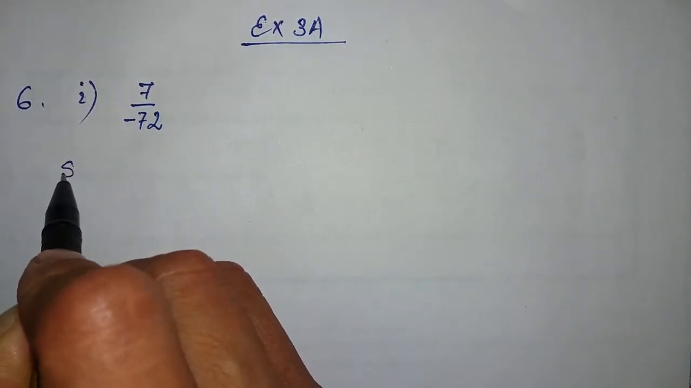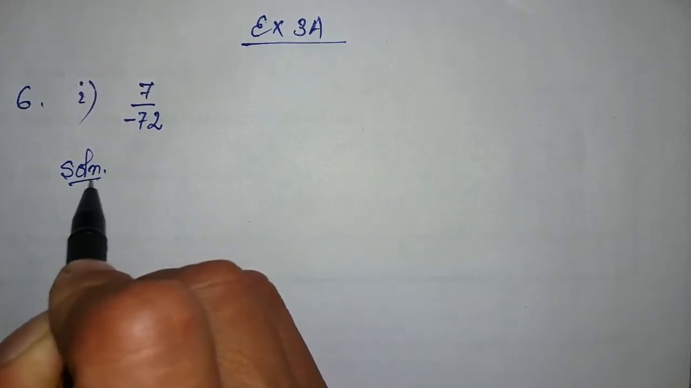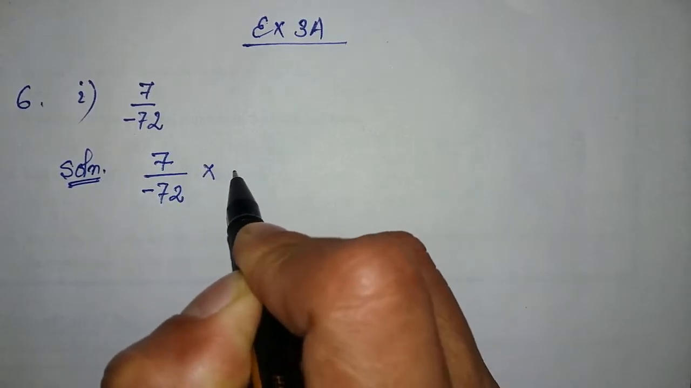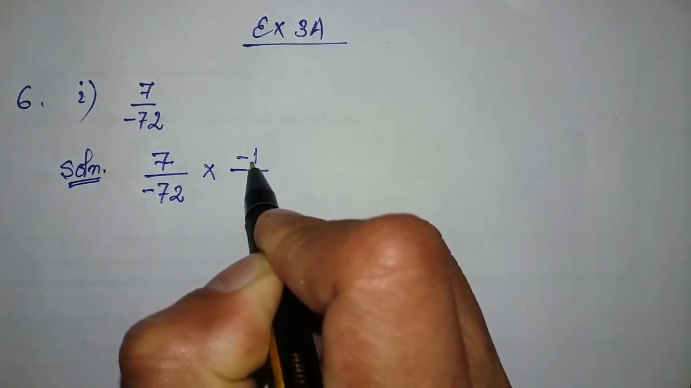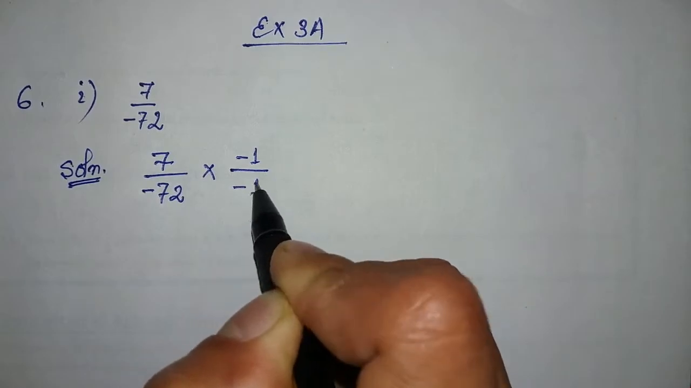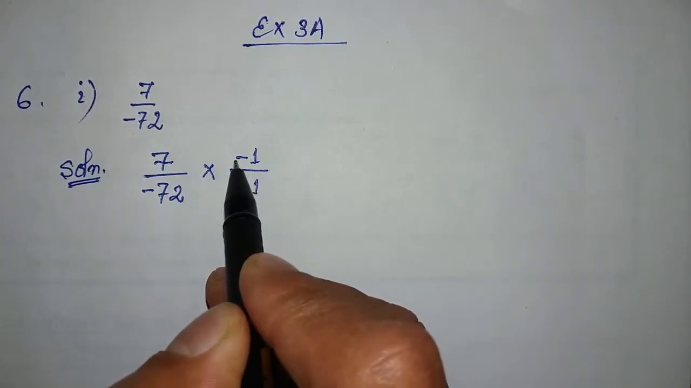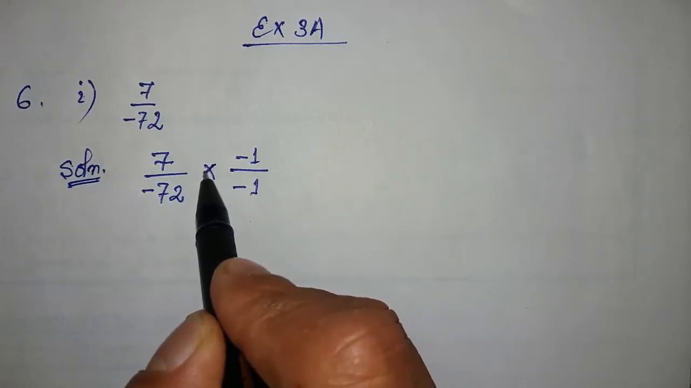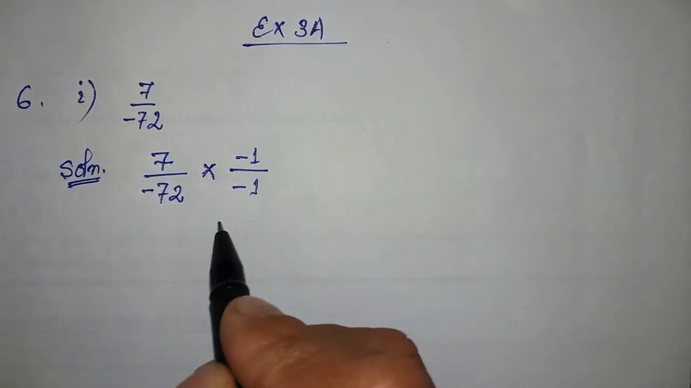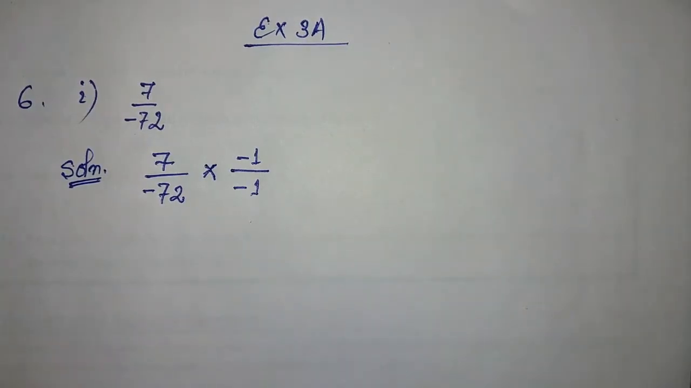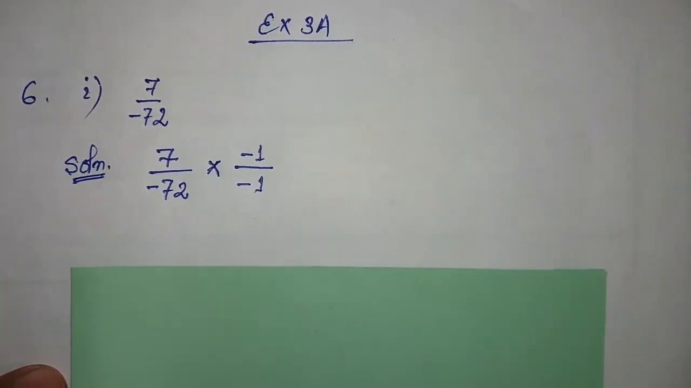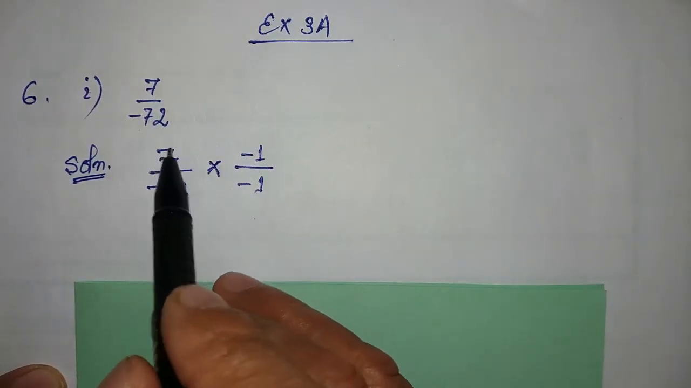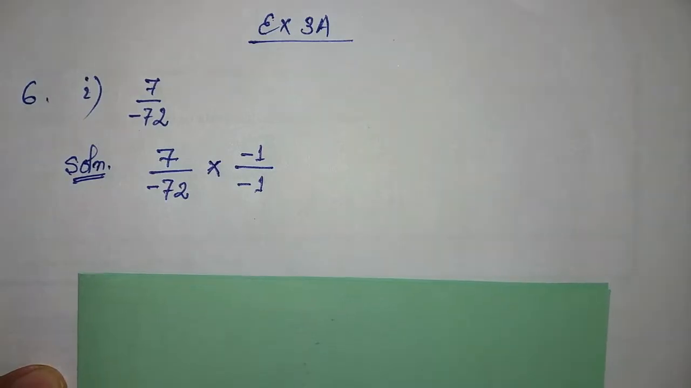Now this is a very simple question. It's very easy to do, and the only thing is you just have to multiply both numerator and denominator by minus 1. So the numerator you multiply by minus 1, and the denominator also you multiply by minus 1. So you simply multiply it with minus 1 by minus 1. We can do this because multiplying with minus 1 by minus 1 does not change the number, it does not affect the number.